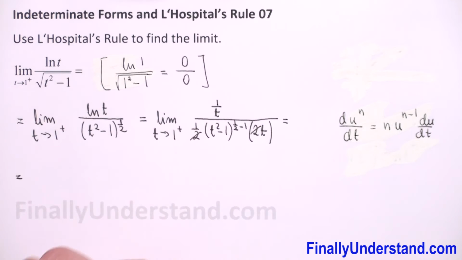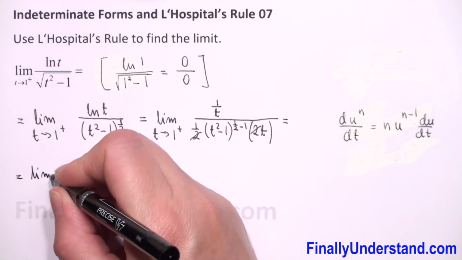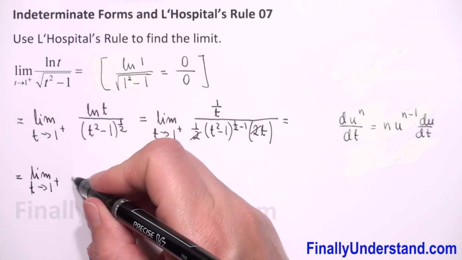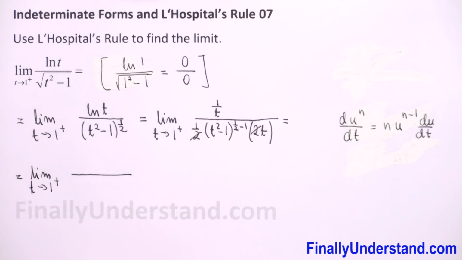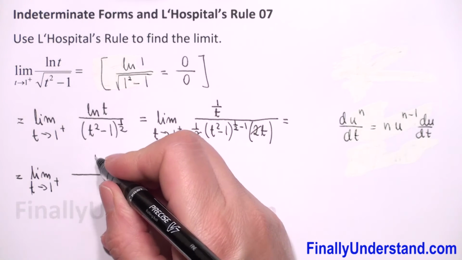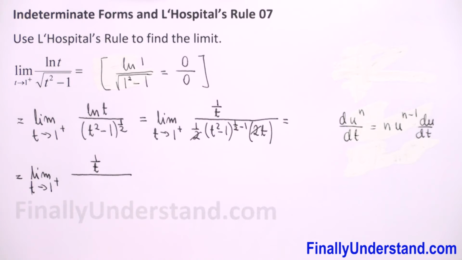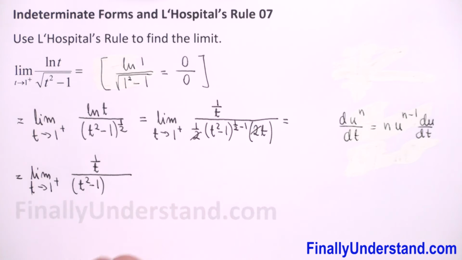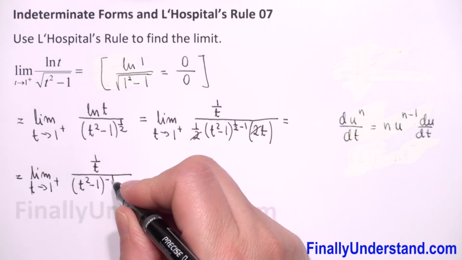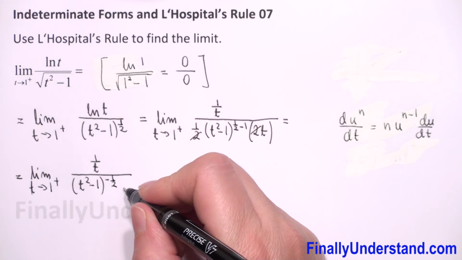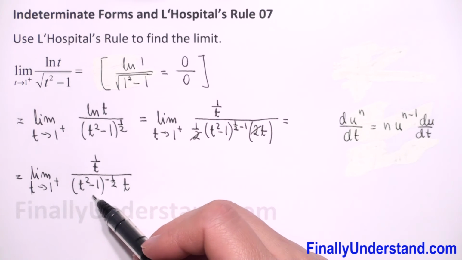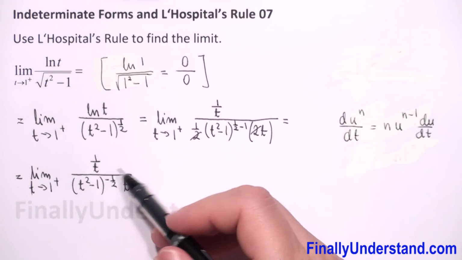So this is equal limit, we have to copy, as t approaches 1 from right of, in numerator we have 1 over t, in denominator we have t squared minus 1 to power negative 1/2 times t. Because we have negative exponent, it means we have to take this expression to numerator.